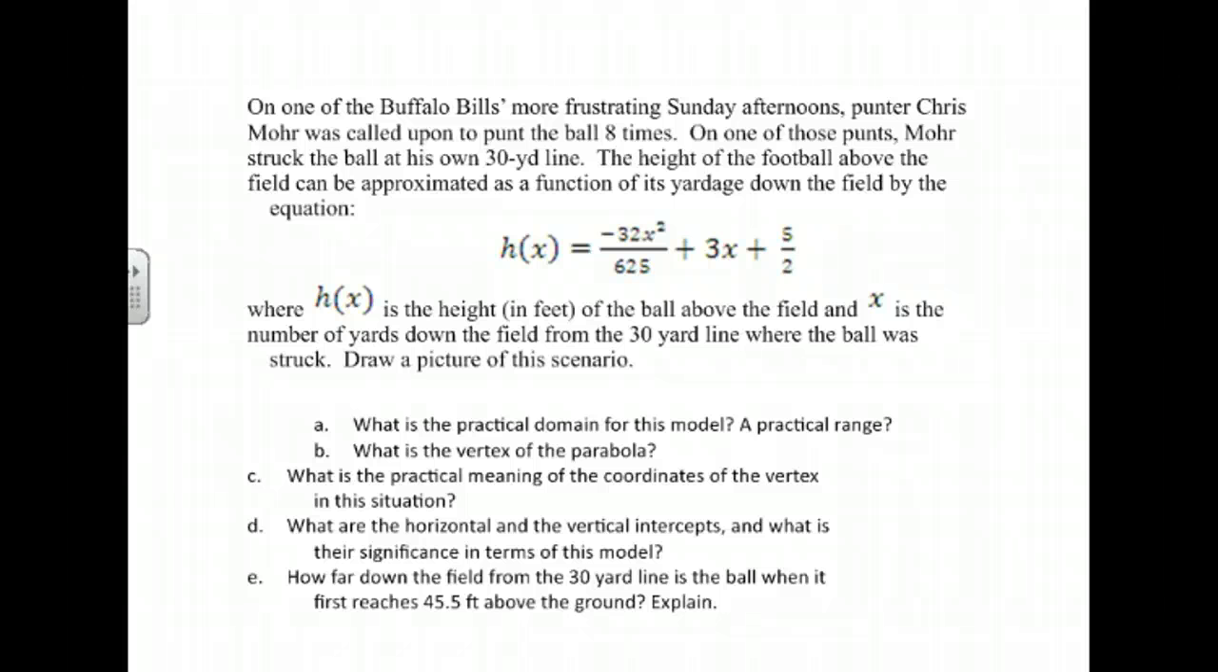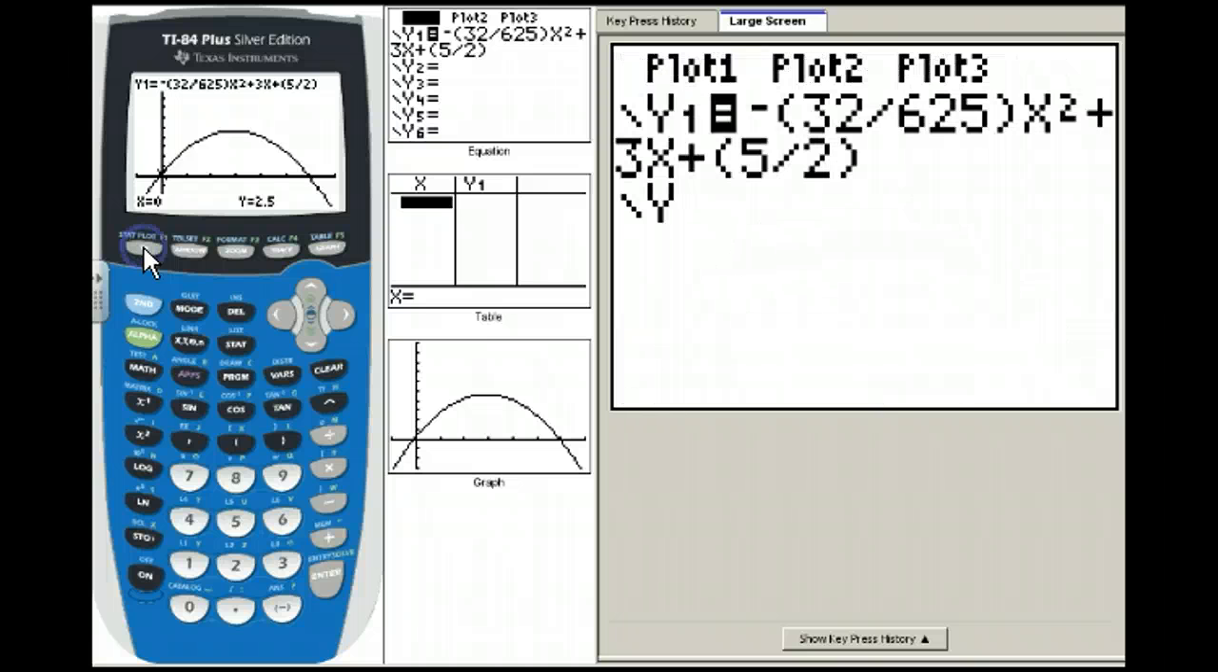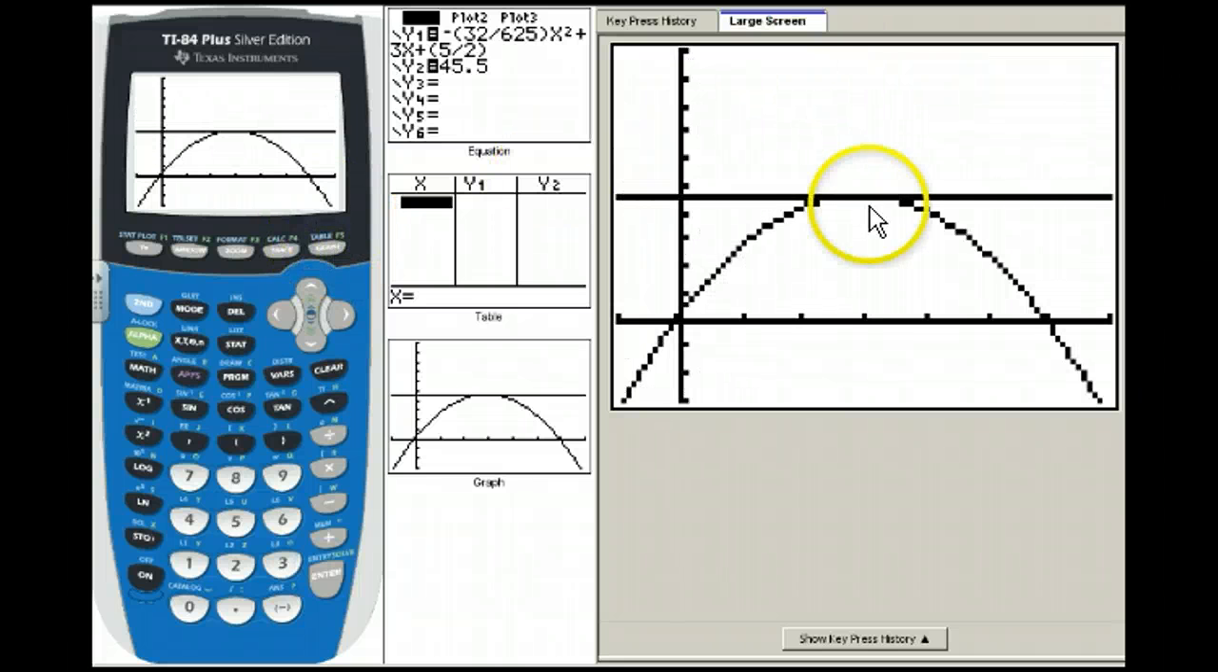The last part of this question is, how far down the field from the 30-yard line is the ball when it first reaches 45.5 feet above the ground? Well, let's take a look at this. In order to answer this question, I'm going back to y equals. And in the second equation, I'm going to put y equals 45.5 feet. And just let it be at that, and I graph that. And we say, okay, it comes along and it looks like it hits the curve in many places. I might have to zoom in to see it more carefully. Not that important for us.